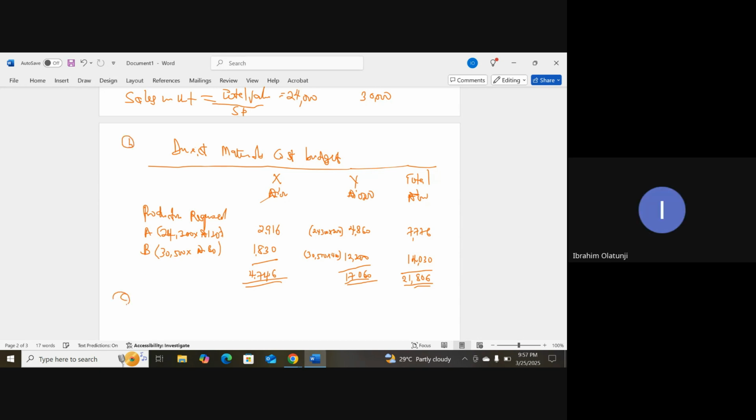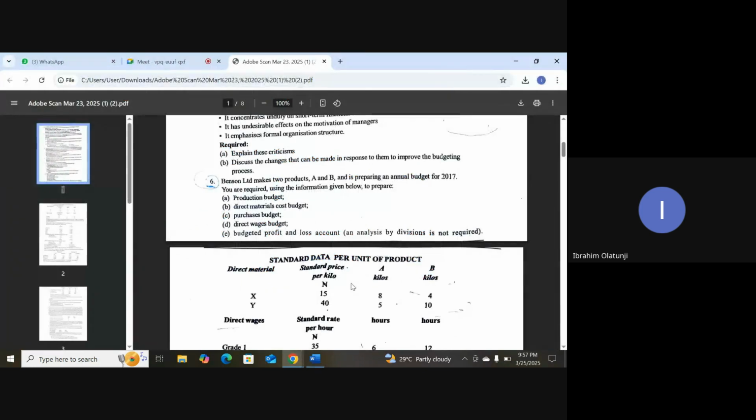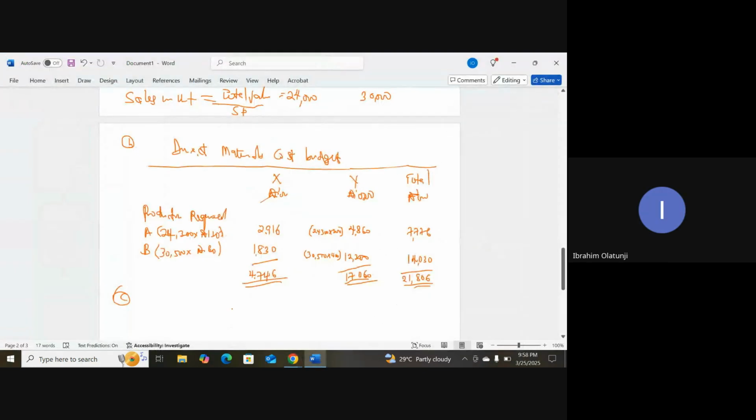Then what happened in C? What was the examiner asking us to do in C? Purchases budget.